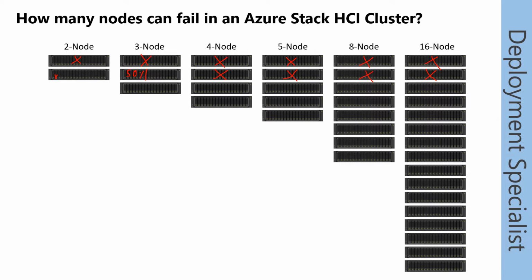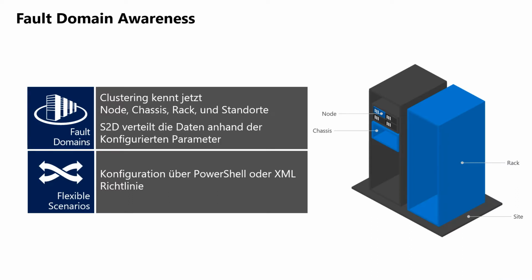So here we can see the fault domain is the server. I mentioned this. The data is distributed, is written across the servers to have a redundancy across these fault domains. Storage Spaces Direct supports, since the first version in Windows Server 2016, the option to configure different fault domains, to move from a node or server fault domain to a chassis or rack or site fault domain.